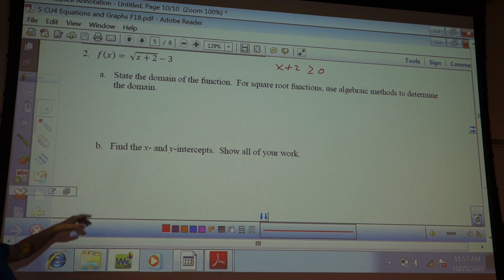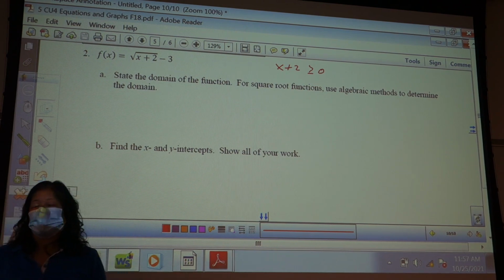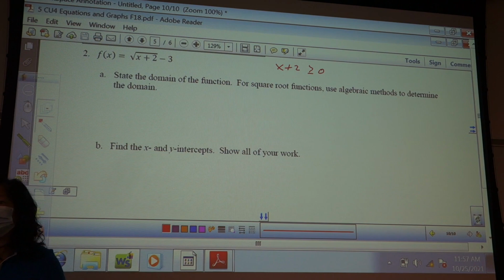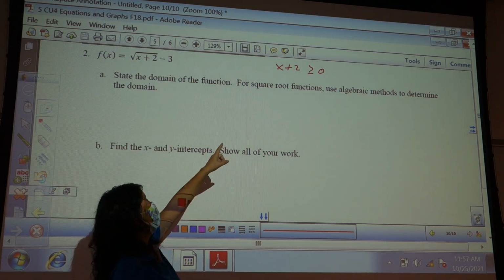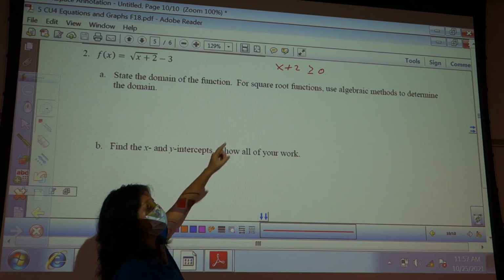So if your kids ever have a square root of a negative and they have to use this i thing, that's an imaginary number. It's not a real number. It's imaginary, right? It doesn't exist in the real world. Okay, so here, the inside can never, ever be negative, so it has to be greater than or equal to 0.